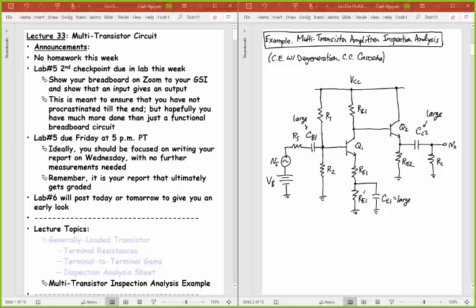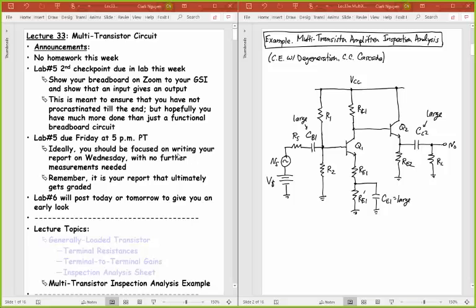This is meant to ensure that you have not procrastinated till the end, that at least you've started hooking up your board. But hopefully by this time, since your lab is due this coming Friday, you have much more done than just a functional breadboard circuit that you have to demonstrate today. If you don't, then you're behind. You should probably be focused on writing your report on Wednesday, because remember, your report is what actually gets graded.